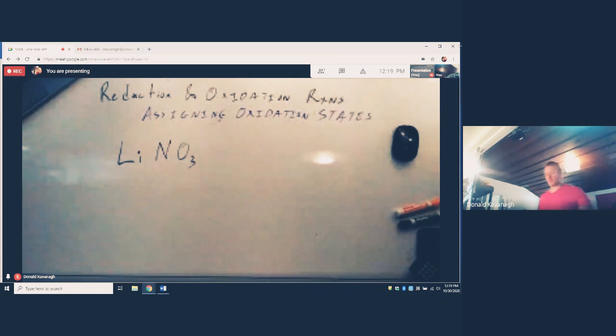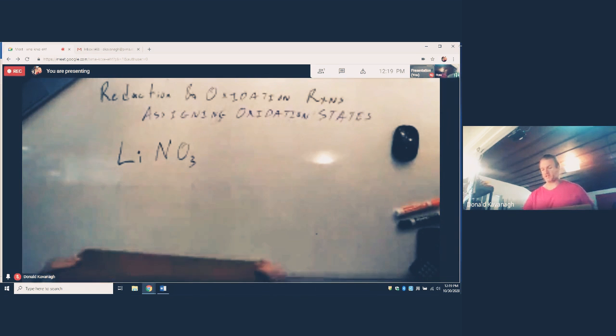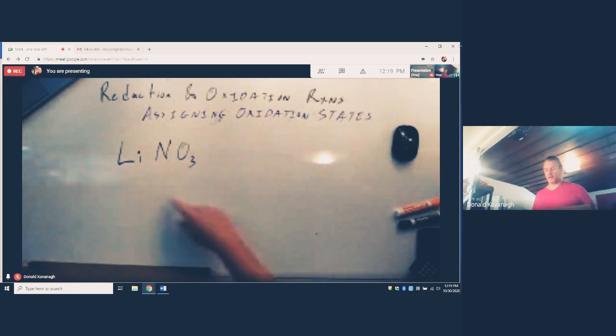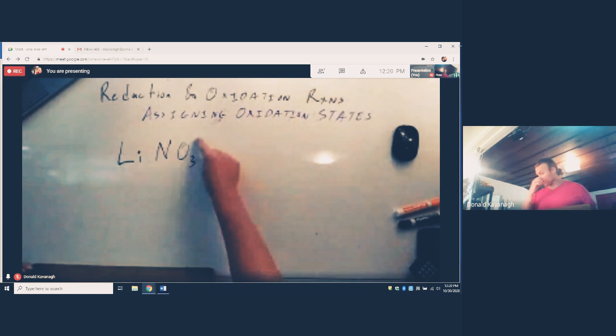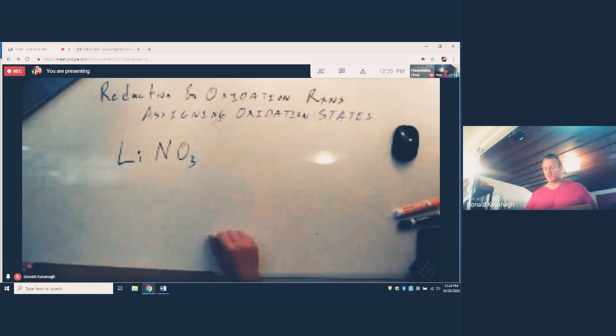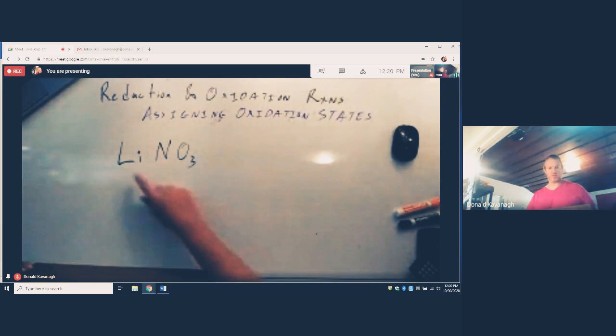and easily Googleable. But the first rule is that the sum of the individual elements must equal the total. Now the total, there's nothing written here, so the total equals 0. So all of the oxidation states must equal 0.